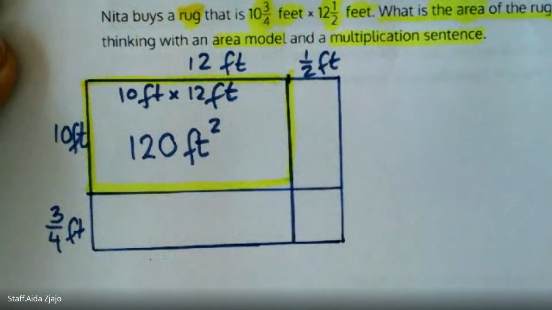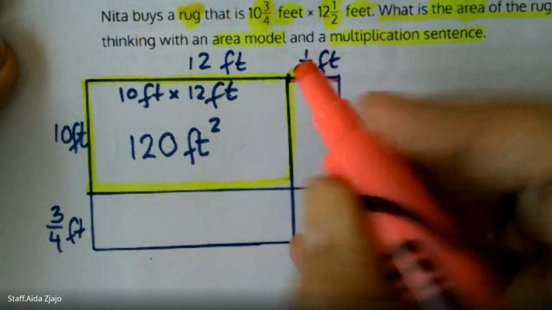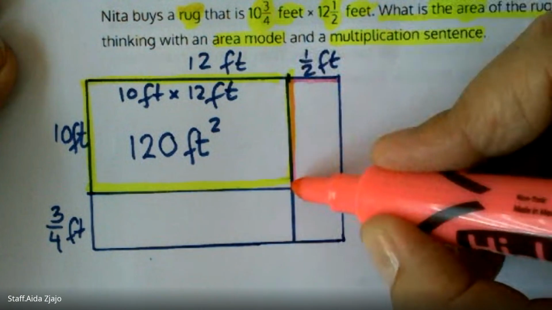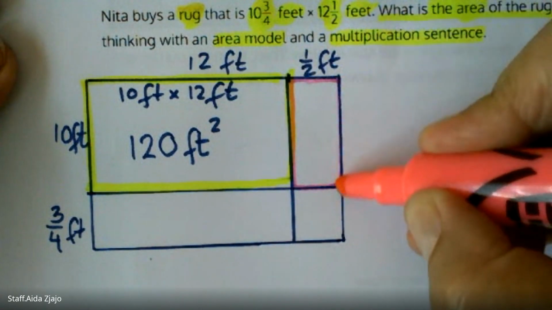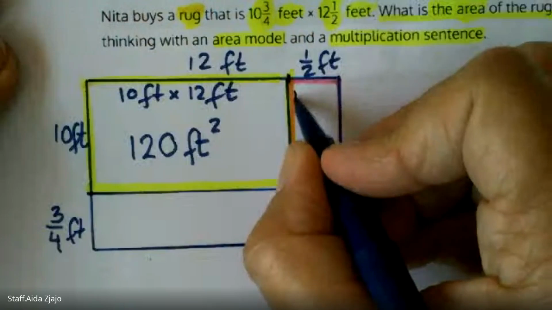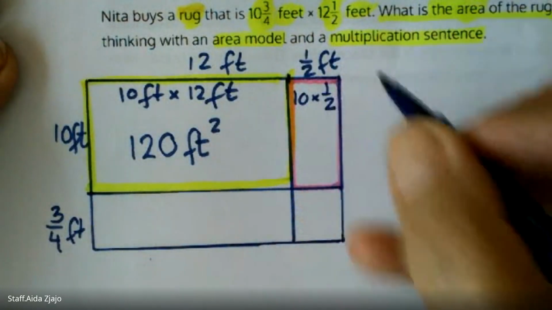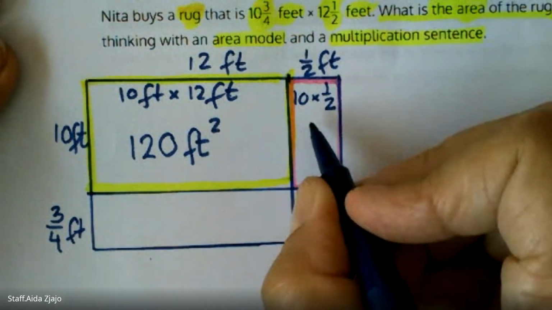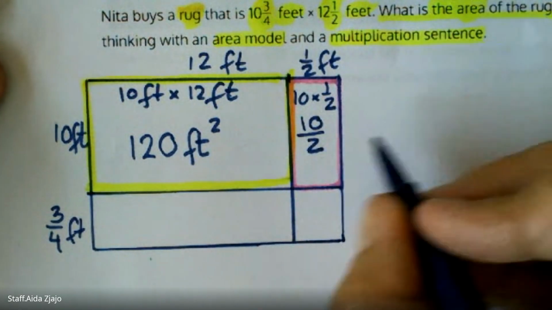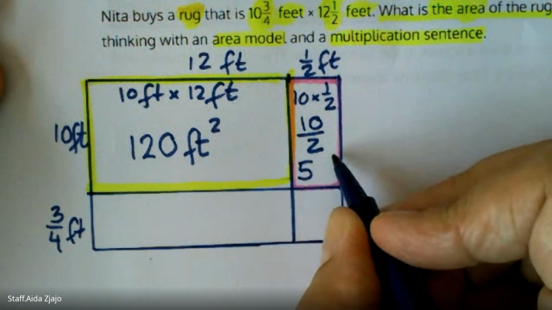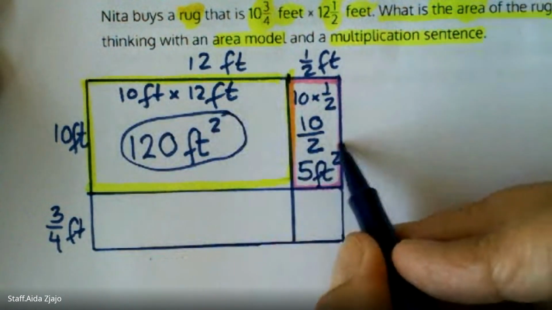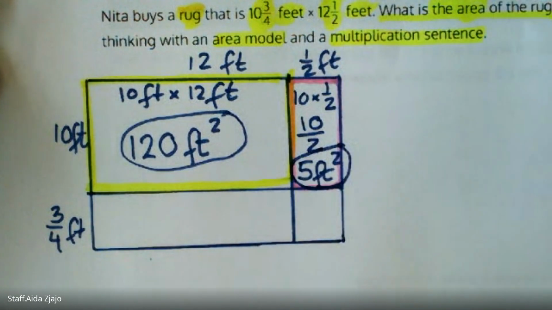Next, this is half, and this is 10. So 10 times half is 10 halves. I'm looking for the area of this part of the carpet. So I can say 10 times 1/2, which is equal to 10 halves. When you have 10 halves, you have 5 square feet. So this is final for those two.